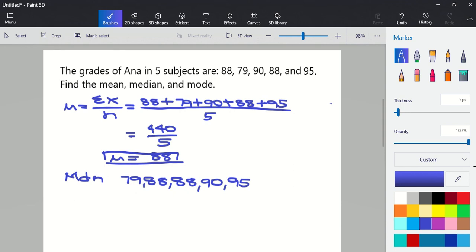In arranging from lowest to highest, you can actually do the manual selection of the median because the median is the middle value. So you can count here 1, 2, and on the other side 1, 2. So our middle value is 88. So this is the median. We can write here our median is equal to 88.